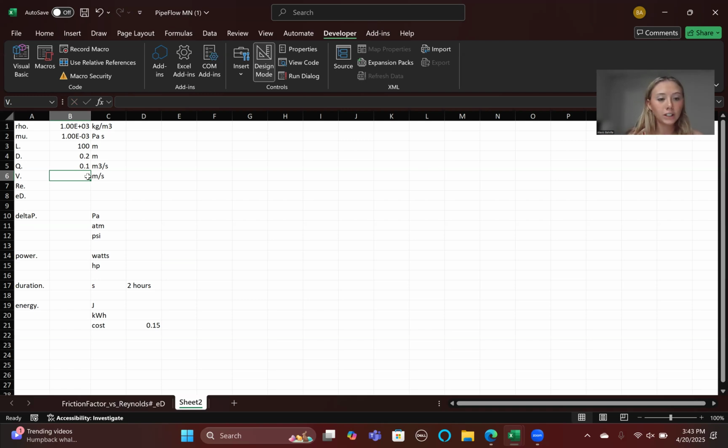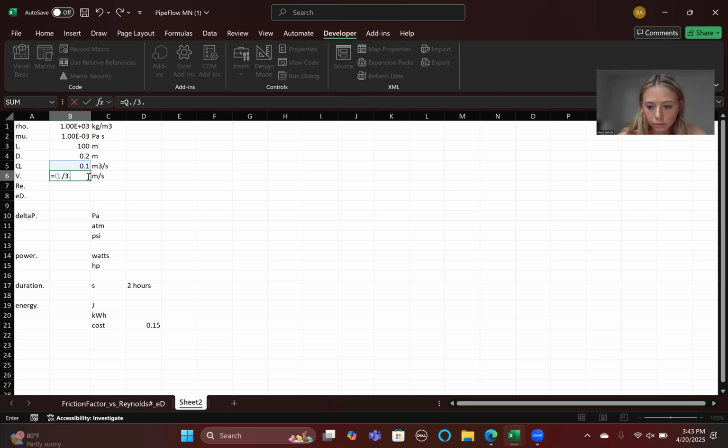So to start with our V dot, it is going to be equal to Q dot over parentheses 3.1416 times D dot squared over 4.